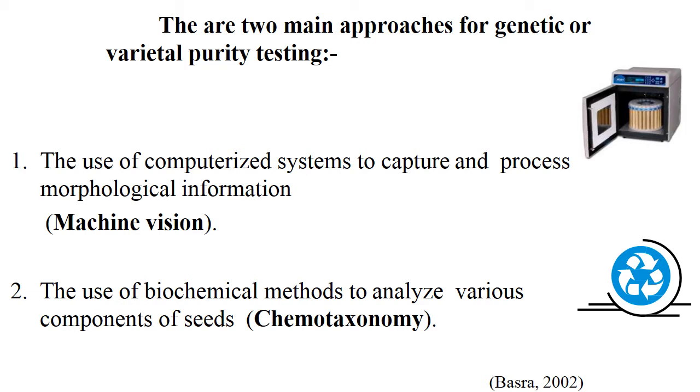There are two main approaches for genetic or varietal purity testing. First one is the use of computerized systems to capture and process morphological information, and the second is the use of biochemical methods to analyze various components of seeds, which is called chemotaxonomy. The two approaches are machine vision and chemotaxonomy.